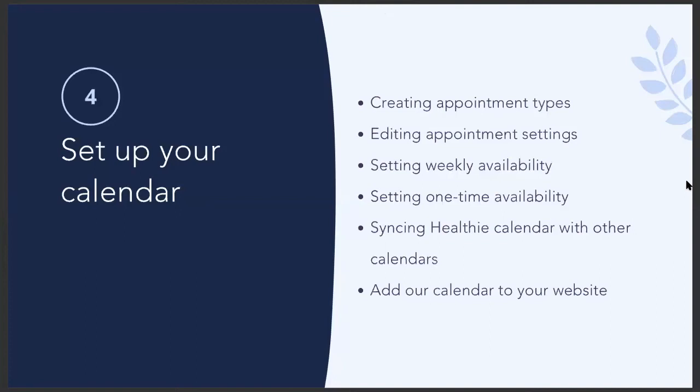In this section, we'll walk through calendar setup in 6 steps: creating your appointment types, establishing appointment settings, setting default availability, adding and removing one-time availability, syncing Healthie with other calendars you use, and adding your calendar to your website.